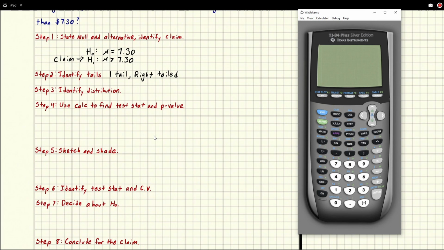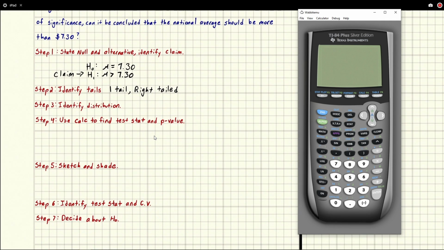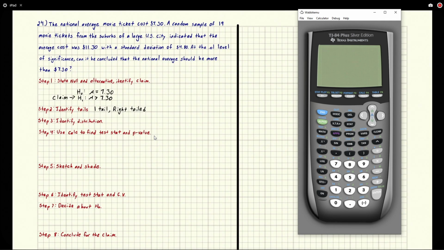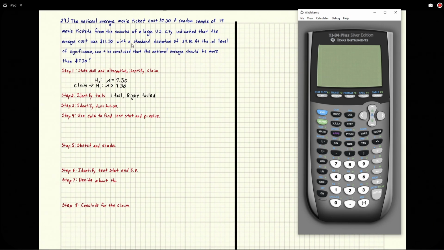Next up, we need to identify the distribution. We have T, chi, and Z distributions that we use. To tell this, we need to look at the standard deviation we were given. The sample size should also be considered, but in general, you can look at the standard deviation, and that usually gets you what you need to know. It says here, random sample of 19 movie tickets from suburbs of a large city, with a standard deviation of $4.80. This standard deviation is tied to the random sample, so this is a sample standard deviation. We got the standard deviation from these 19 samples.